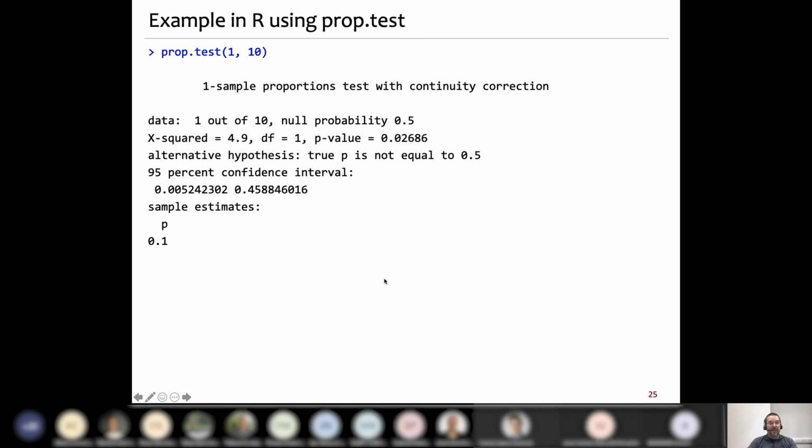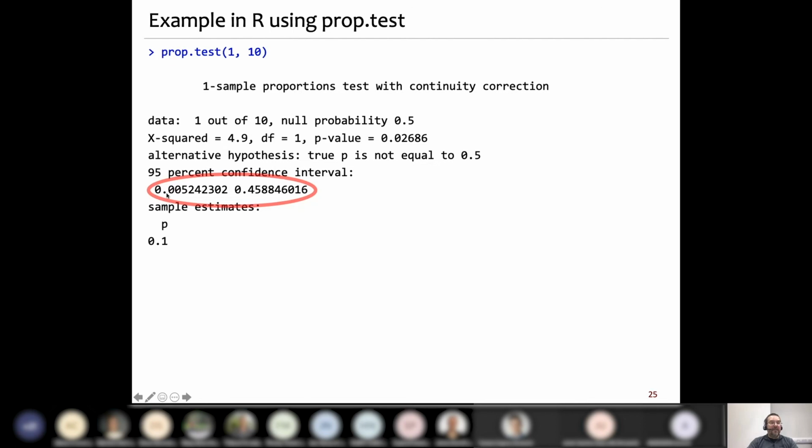There is a way of doing this by doing rather complex calculations. You can use prop.test in R. This is a proportion test. So this is a test of a proportion of 1 success among 10 trials. So our proportion is 0.1. And the confidence intervals on this proportion are like this.